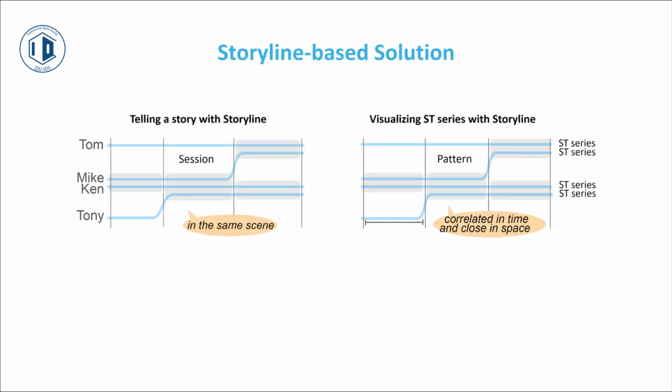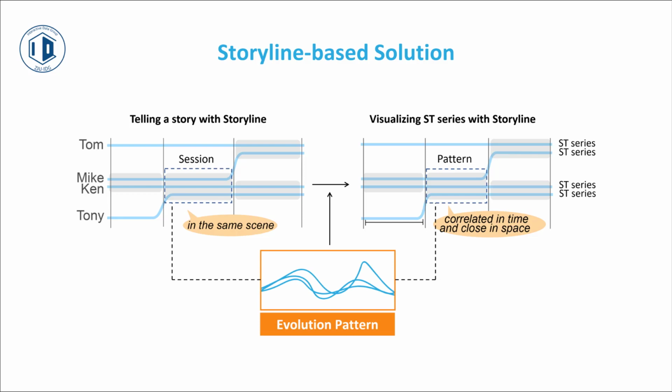The storyline technique is well suited for visualizing evolution patterns. In the storyline on the left, each curve represents a character, and curves are bundled together to form a session only if the entities are related to each other in the period. By drawing an analogy between an evolution pattern and a session, or an ST series and an entity, the storyline can present evolution patterns over time in a well-organized way, and thereby visualize large-scale ST series.